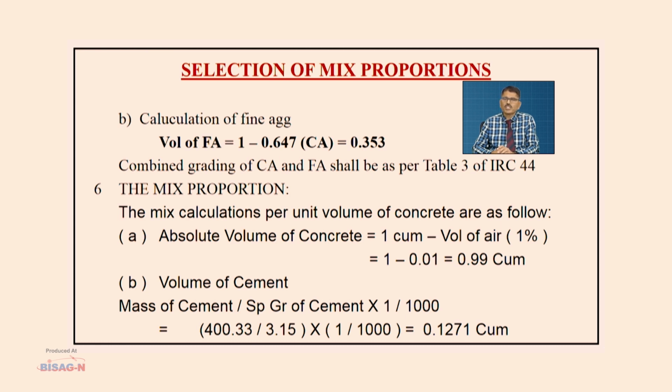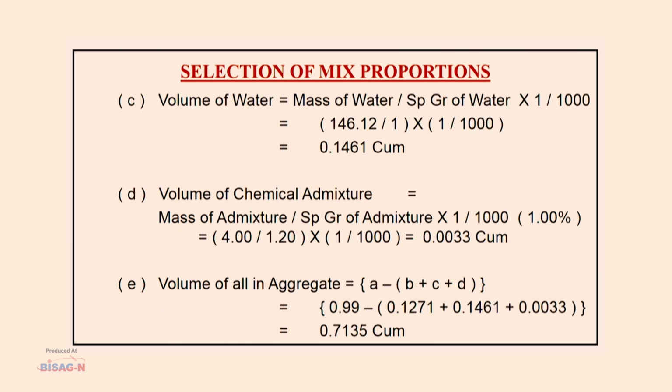Absolute volume of concrete is 1 cubic meter, and after deducting the volume of estimated entrapped air, 1%, it comes to 0.99 cubic meters. With this volume of cement, we know that 400.33 kg of cement we are using, and with the specific gravity of 3.15, this mass of cement comes to 0.127 cubic meters. Again, volume of water. We are using 146.12 liters of water with the specific gravity of water 1. This volume of water comes to 0.1461 cubic meters.